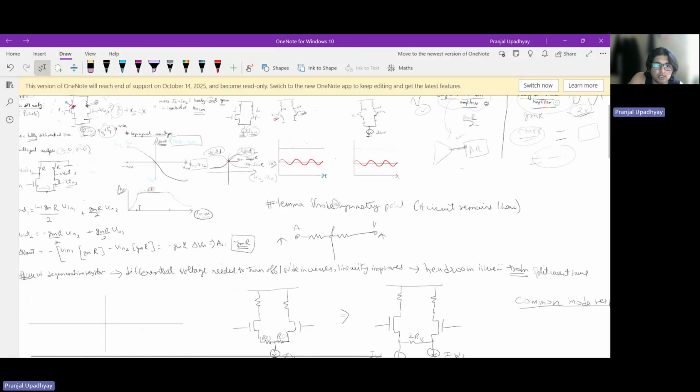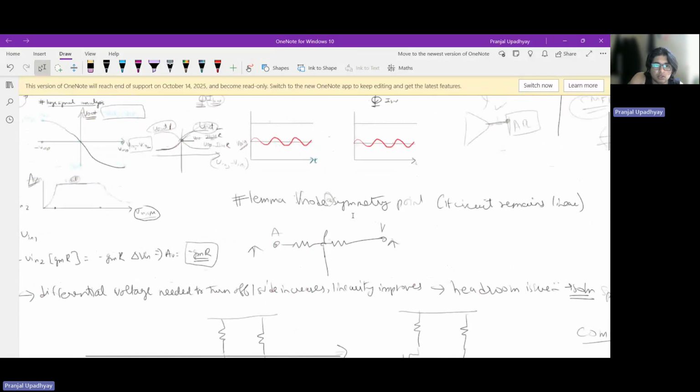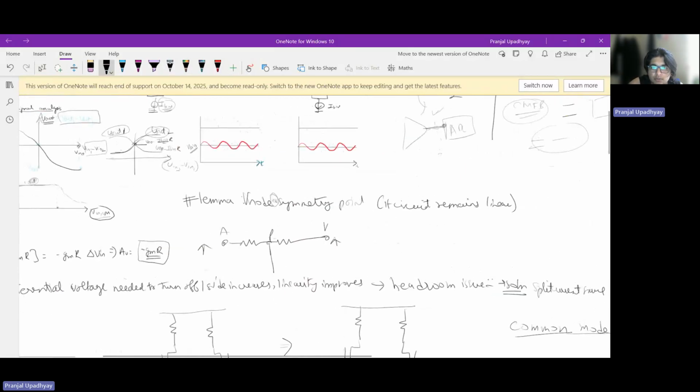Before we move any further, we should also discuss or revise this lemma. If a circuit is symmetric and I am holding the two ends of the symmetry, so this point is a point of symmetry in a linear circuit, let us say this is some linear block and here is some linear block, and I exert some excursion about this point of symmetry, then this node voltage will be (V1 plus V2) by 2.